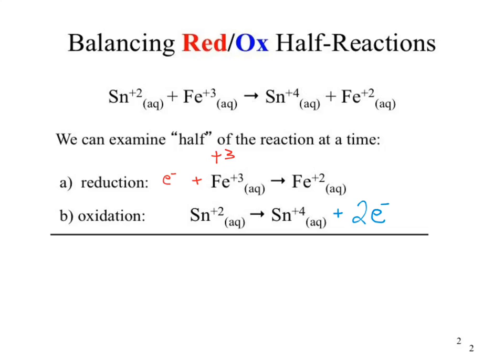It only gains 1. How else could we attribute to why we only need 1? What's the overall charge on the reactant side now? +2. What's the charge on the product side? Do our charges balance? Yes, which means all of our coefficients are correct.